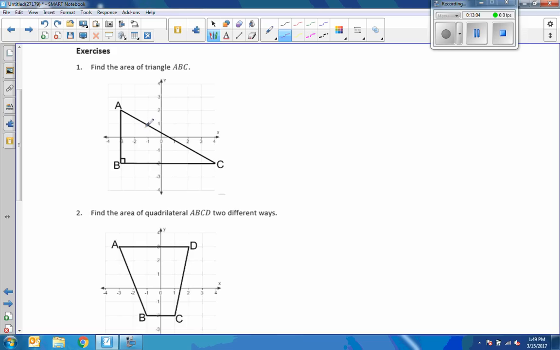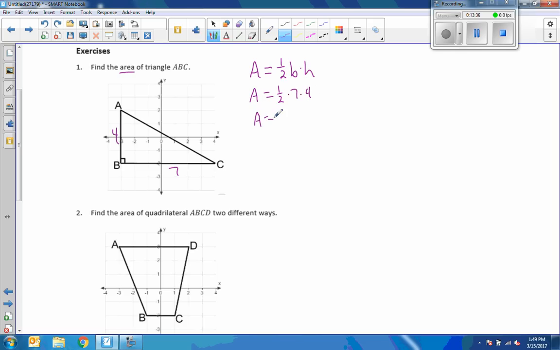Okay, hopefully you've had a chance to figure these out now. So the first thing I always do when I'm given a geometric figure is write the formula for the value they're asking for. So the area equals 1/2 base times height, and then substitute. The base is 1, 2, 3, 4, 5, 6, 7. That's length 7. And the height is 1, 2, 3, 4. So the height is 4.